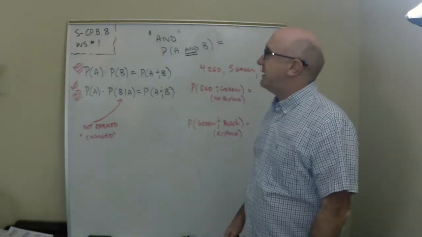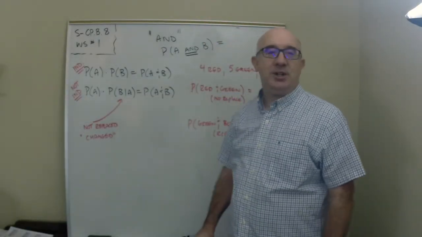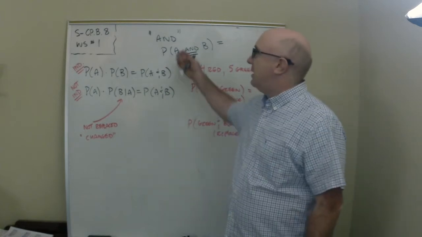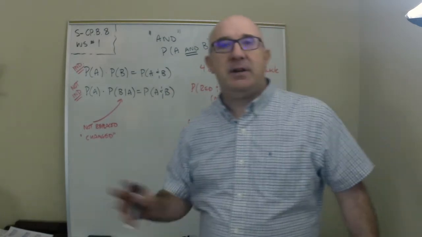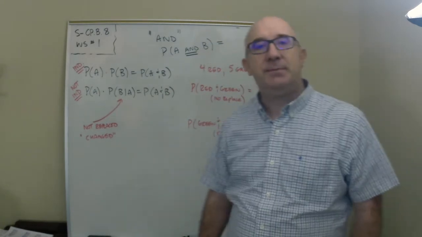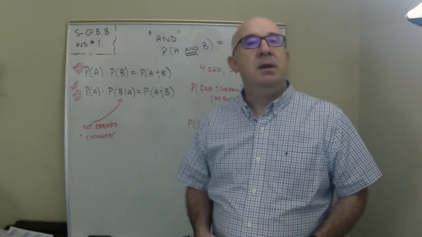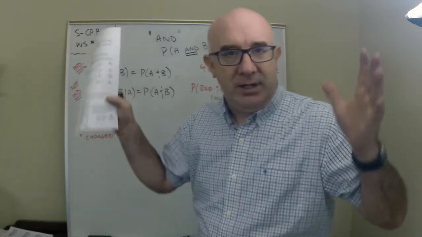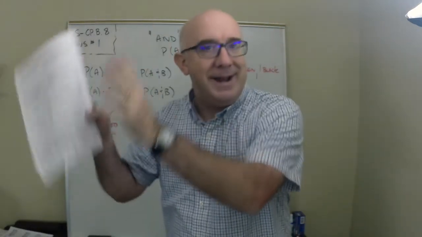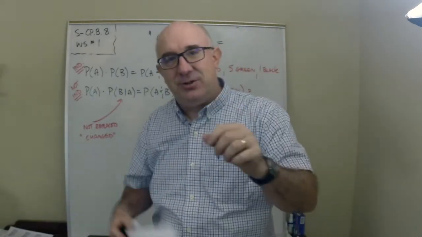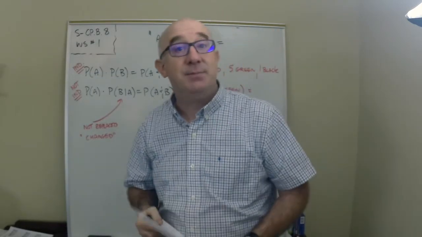Let's look at S-CP.B.8, worksheet number 1. This is all about the AND statement, and we've covered this in different places, but it basically means the probability of A and B happening. That often brings our probability down, because not only do you want A to happen, you want B also to happen. So there's a conditional connection there that makes that probability get smaller.